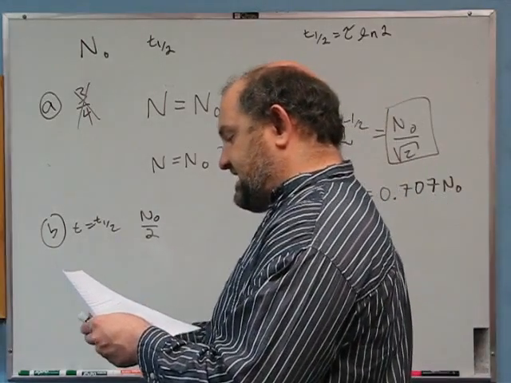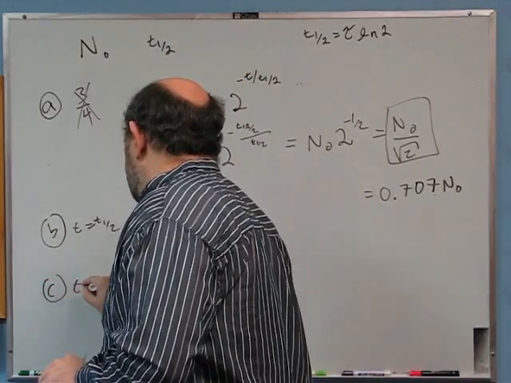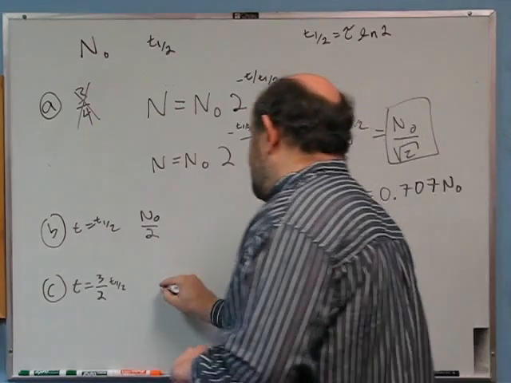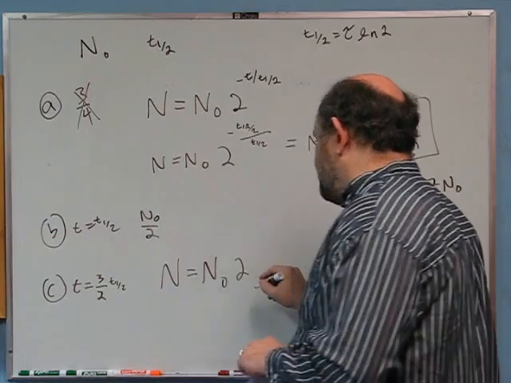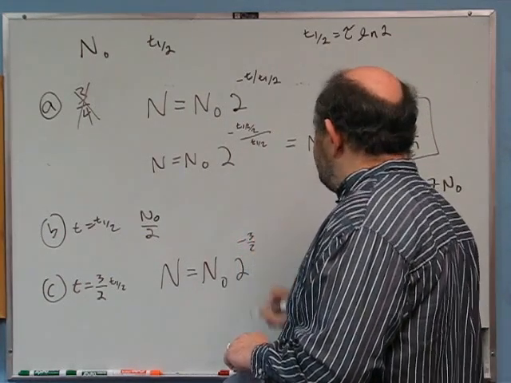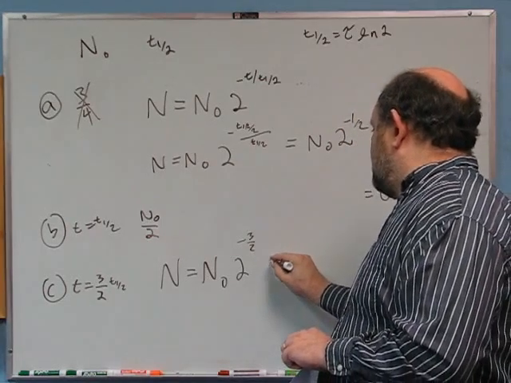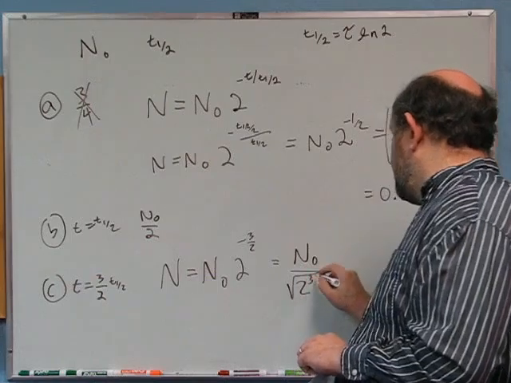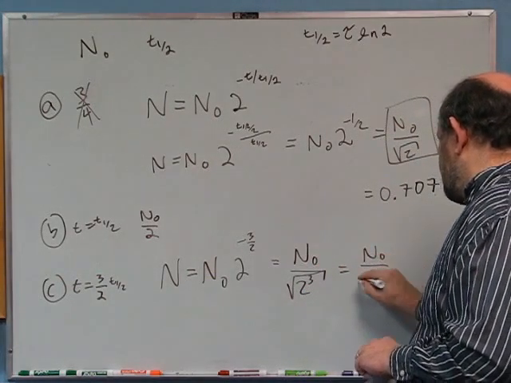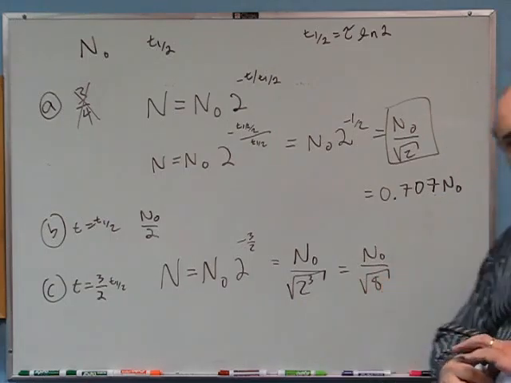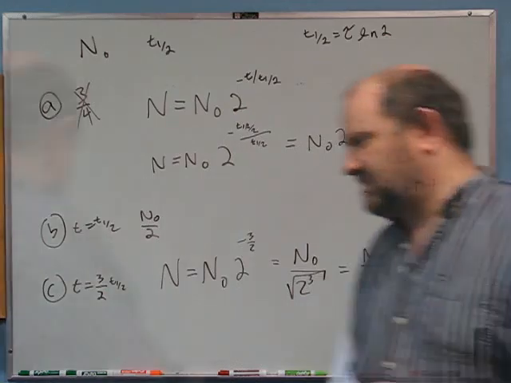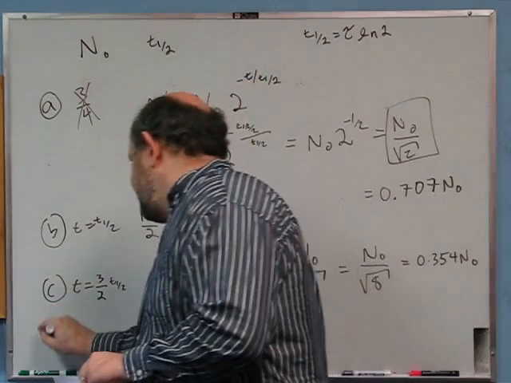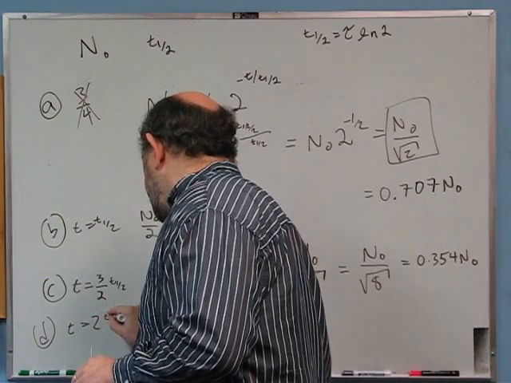Next, C. At t equals 1.5 t1/2, so I'm going to write 1.5 as 3/2, right? So at t equals 3/2 t1/2, the number left is going to equal N0 times 2 to the minus 3/2, because there's a t1/2 over t1/2 in there. So minus 3/2 is the same as 1 over 2 cubed, all to the 1/2 power. So that's N0 over the square root of 8. And the square root of 8 is going to be a wee bit less than 3, because the square root of 9 is 3, so I'll stick that in my calculator. To 3 sig figs, you would say that's 0.354 N0.